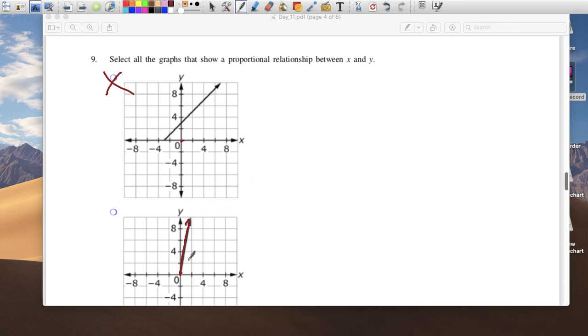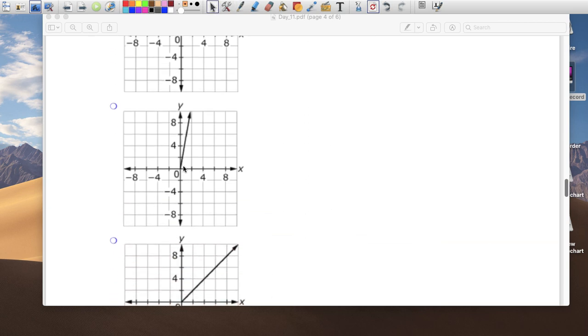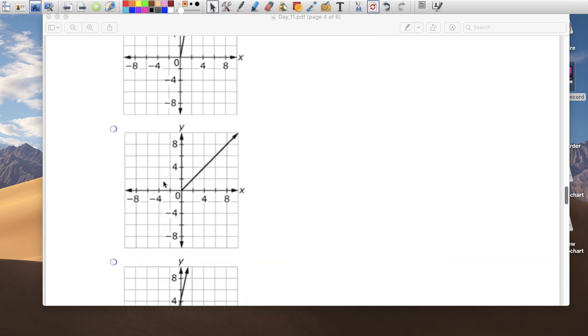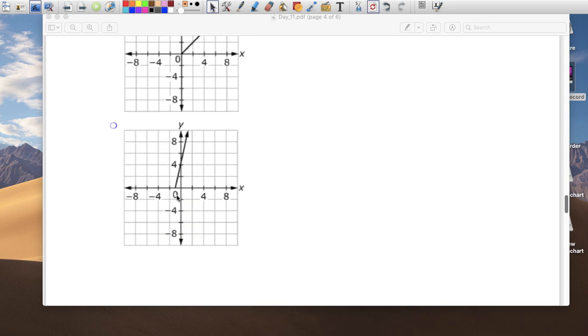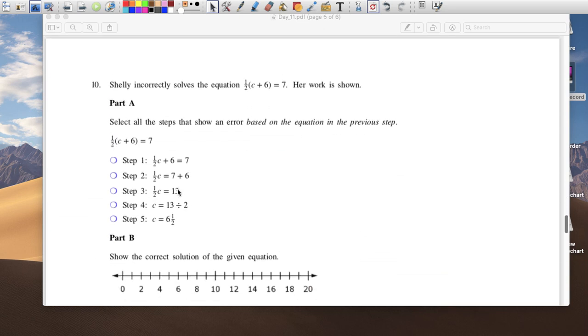So it doesn't matter the steepness. It could have been this way, this way, this way, or this way. As long as it starts at the origin, straight line, right? So definitely the second one is a proportional relationship. So this one is okay. The third one is also okay. You can clearly tell it starts at the origin. And the fourth one, not okay, because it doesn't start at 0, 0.